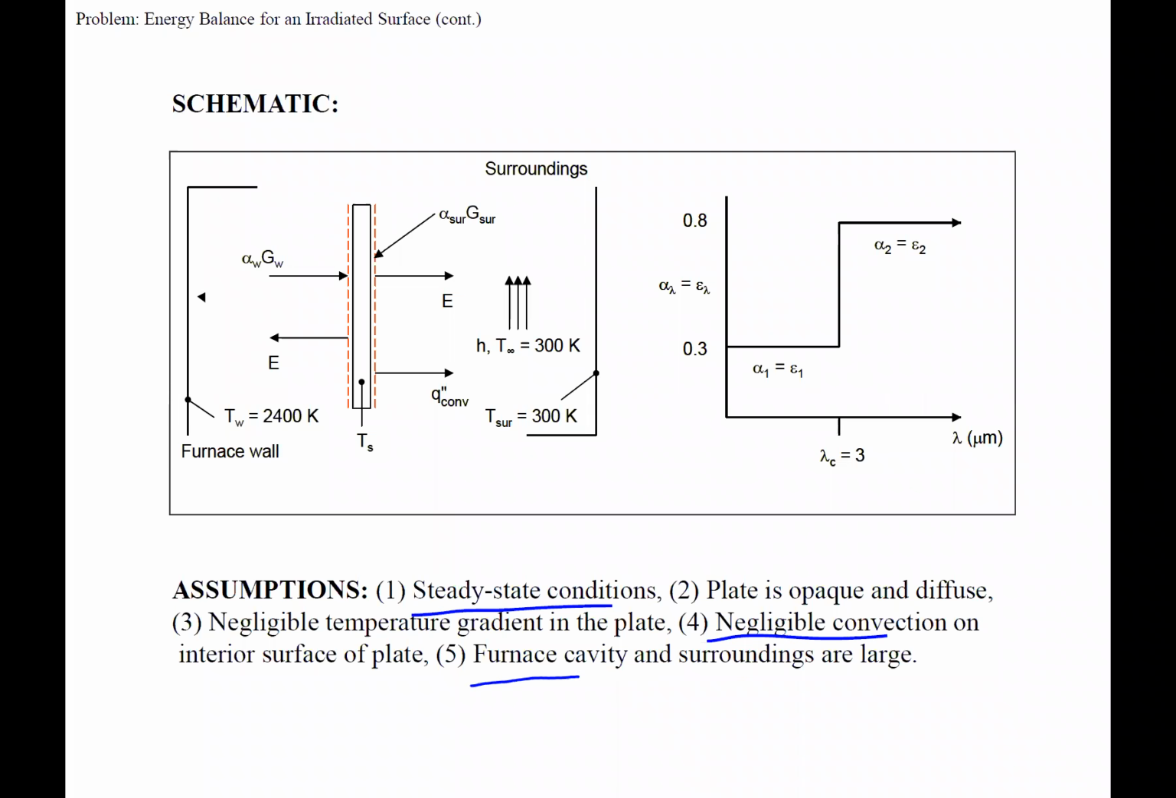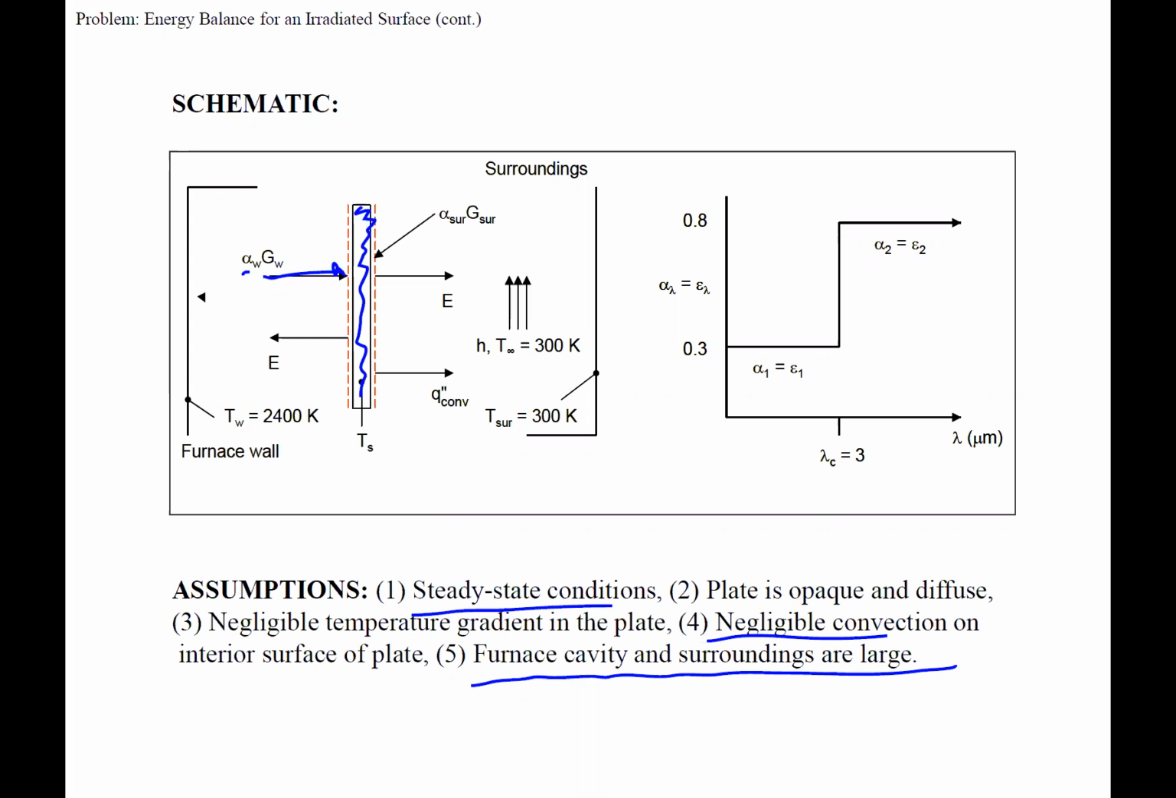We're going to make the furnace cavity and the surroundings large, okay? So we go through, right? We have our plate right here. We have our boundary around it. And what's coming in? We have the furnace, and then the absorptivity times it of what's going to make it an energy inside that plate.